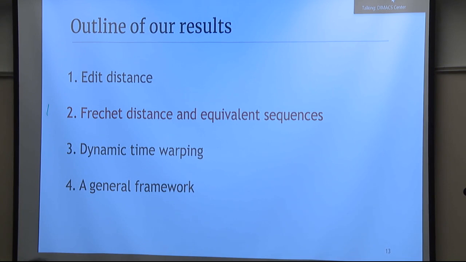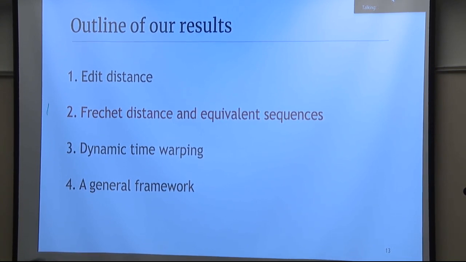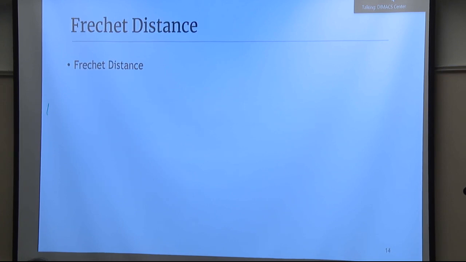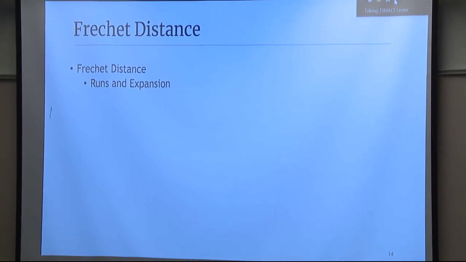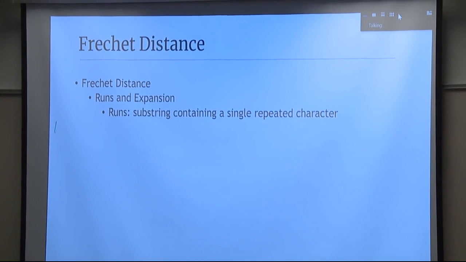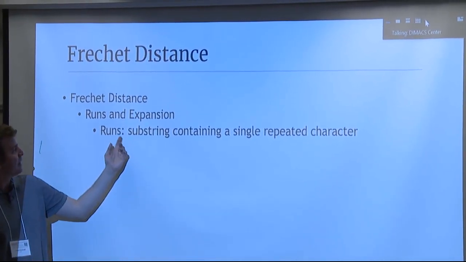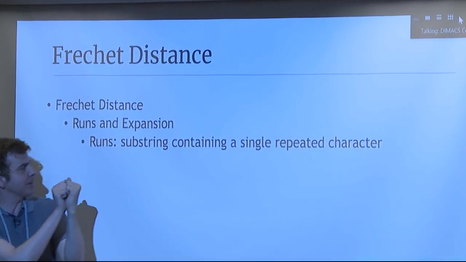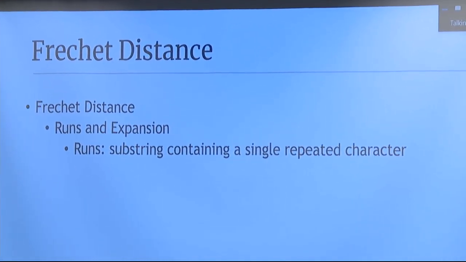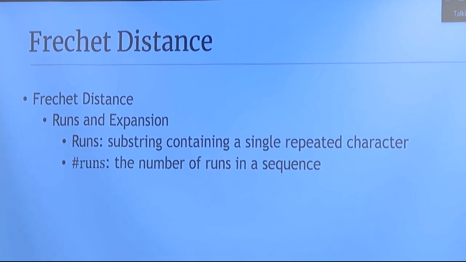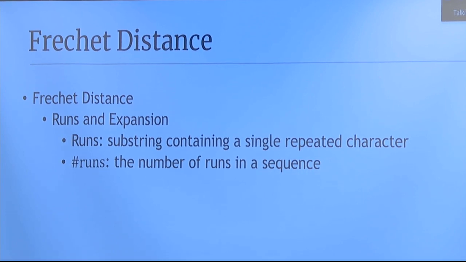Okay, let me just quickly mention some other results that we have. For other distance measures, one is Frechet distance. As you know, let me just quickly define it to introduce some notation. Let me define the notion of runs and expansion here. A run is a substring of your string which contains a single repeated character many times. And the number of runs is just the number of runs in your sequence.